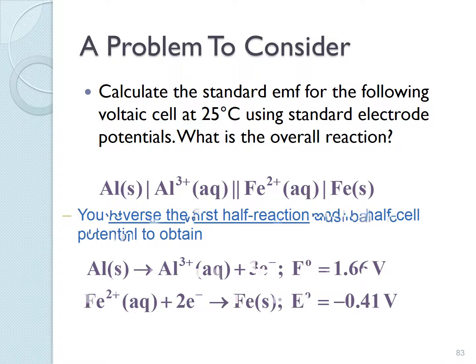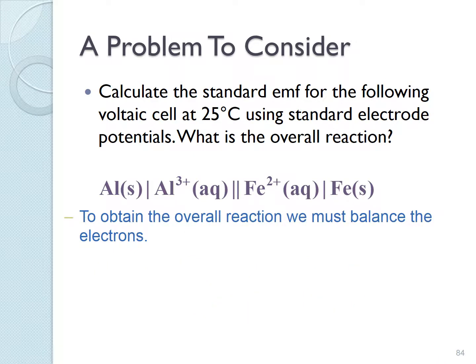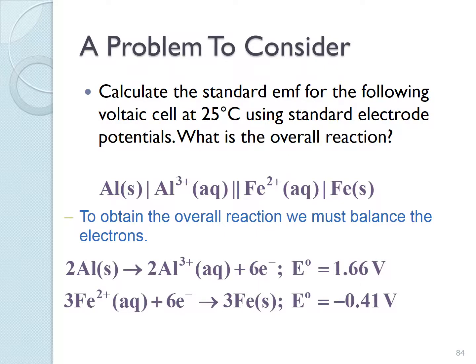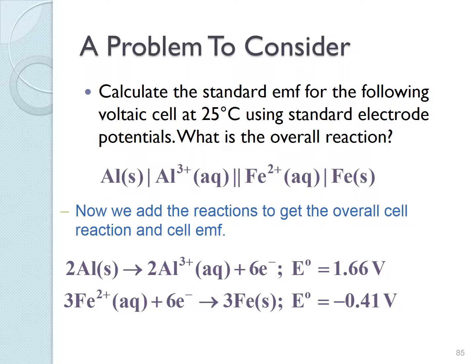So if we add these together, but in order to get the overall reaction, we have to balance the electrons. So we see that one aluminum loses 3 electrons, one iron gains 2 electrons. We have to even them out, so the least common multiple is 6. So we have to multiply the aluminum reaction by 2, and we have to multiply the iron reaction by 3. However, it doesn't matter what you multiply it by, the E values, the potential values are not changed at all, so they stay the same. And so we have the same number of electrons.